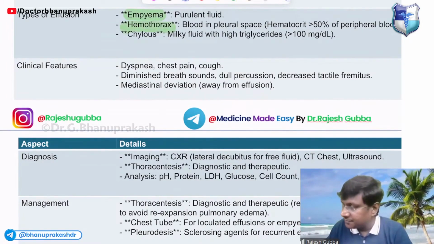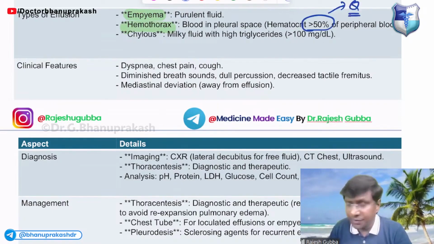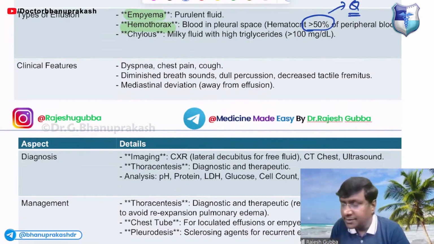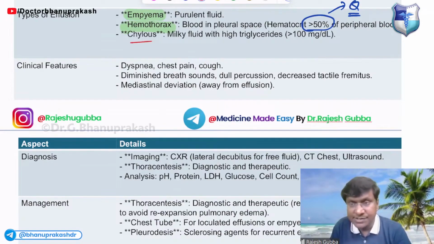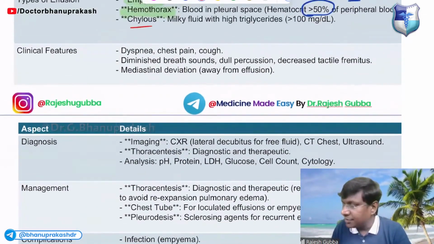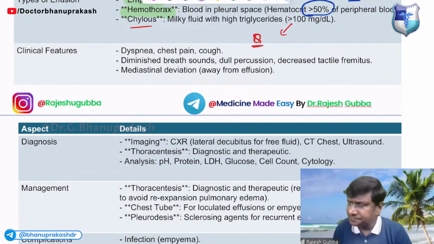What is the question here? This is the question. To call it as hemothorax, what is the criteria? The hematocrit should be more than 50% of the peripheral blood, right? And another important question is chylus. Chylus means what? It is a milky fluid where there is triglycerides. What should be the quantity of the triglycerides to call it as the chylus effusion? That is more than 100 milligrams per deciliter should be there.